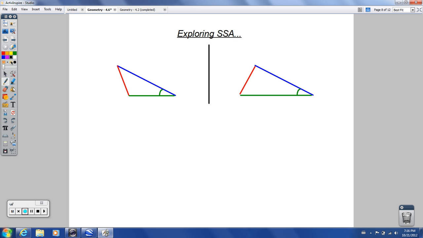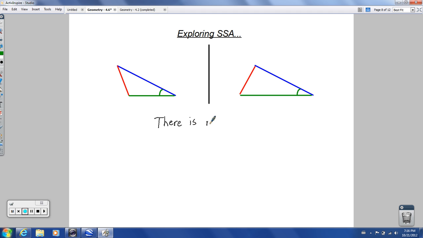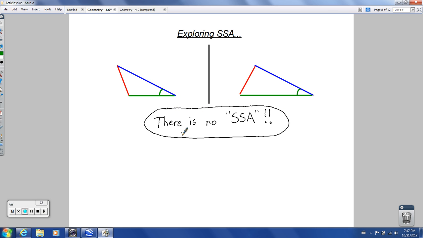So I want to write that down, that there is no side, side, angle. This does not work. There is no side, side, angle. And let's copy the picture down now. If you haven't done that yet, copy this picture down. Make sure that this kind of sticks out farther this way.